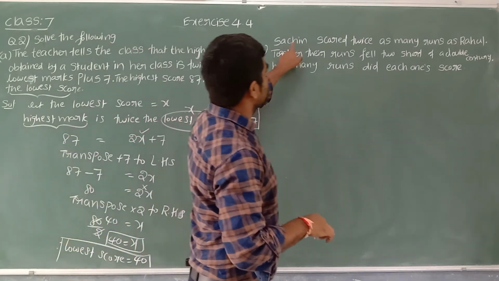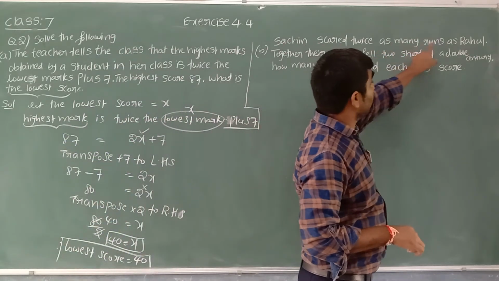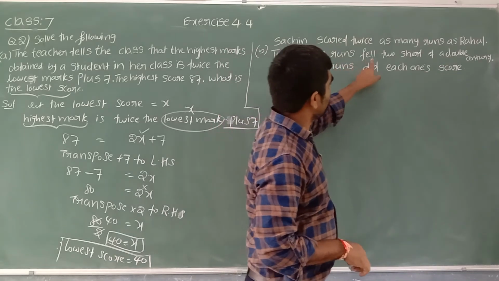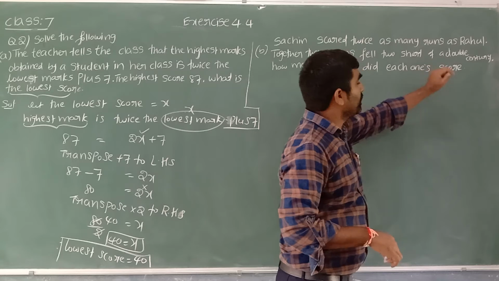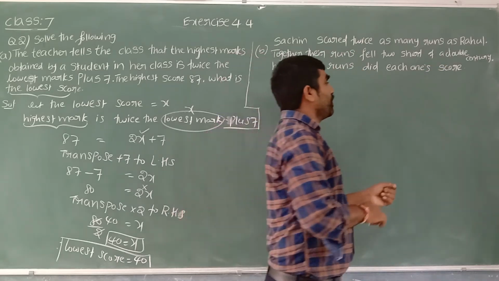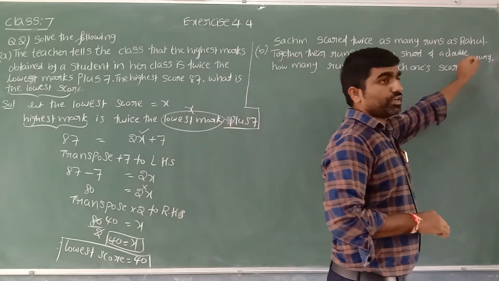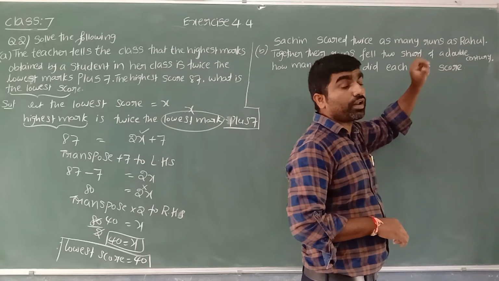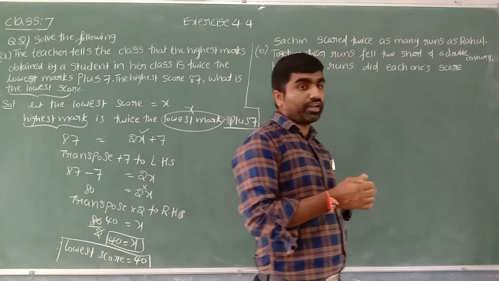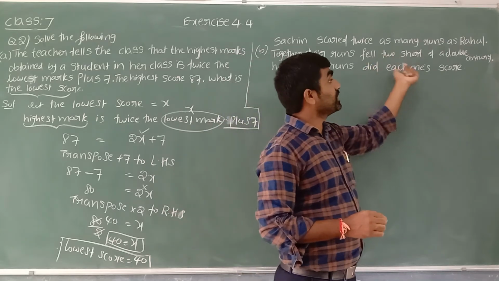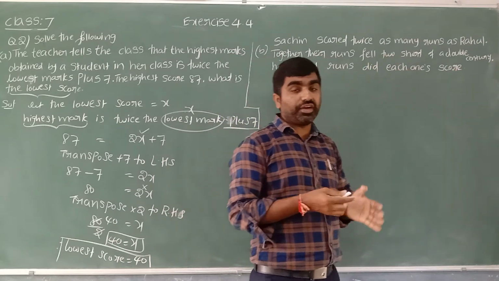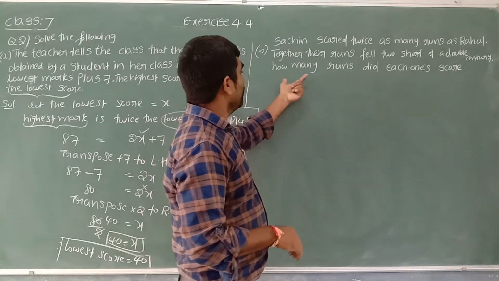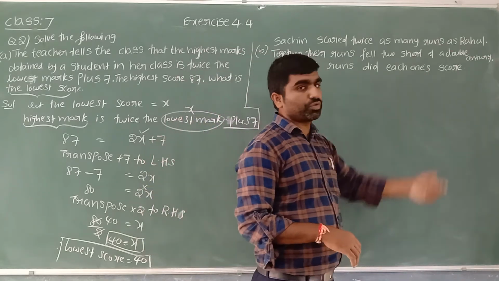They said here, Sachin scored twice as many runs as Rahul. Together, their runs fell 2 short of a double century. Century means 100. Double century means 200. 2 less than 200 means both together scored how many runs? 2 less than 200, 198. Both runs together, 198. How many runs did each one score?